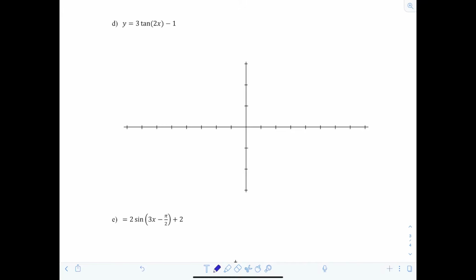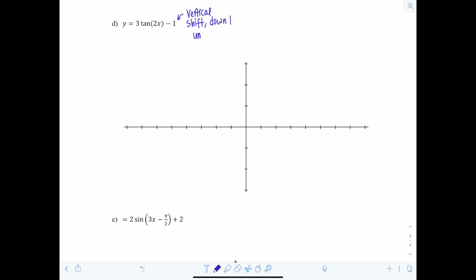Notice this -1 is not a phase shift. I actually threw this in here to see if you were paying attention. A phase shift involves the x coordinate, so it needs to be grouped with x. That would be a phase shift if the 2x minus 1 was all in parentheses. But that's not what we have going on here. So that -1 actually is a vertical shift down 1 unit.